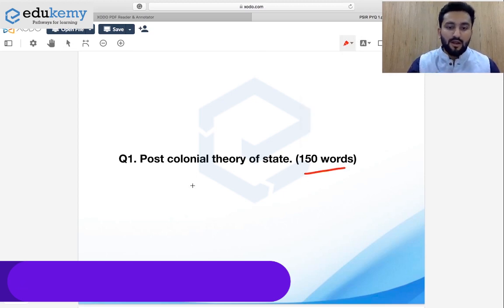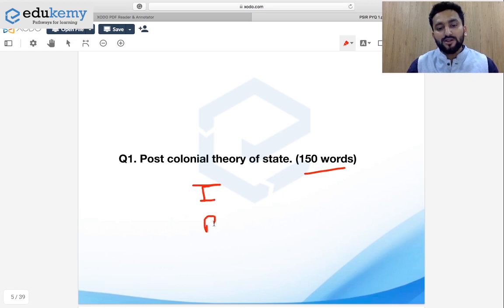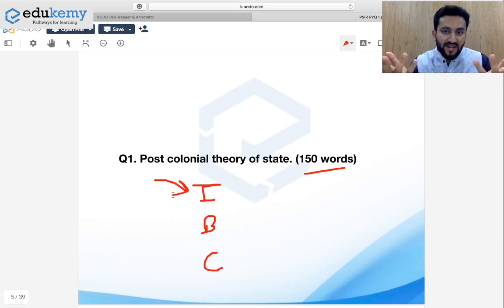First of all, let's talk about the structure: introduction, body, and conclusion. Many students ask, sir, how many words should we include in the introduction, and what should be included? If you ask how many words, you should restrict your introduction to 10% to 20%. 10% is ideal and 20% is the liberal side.